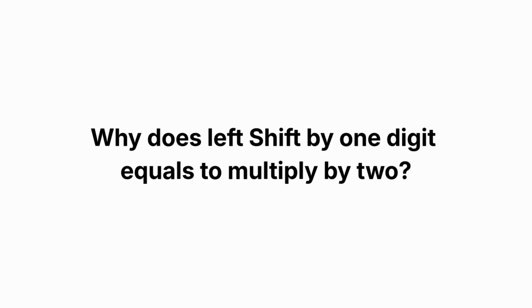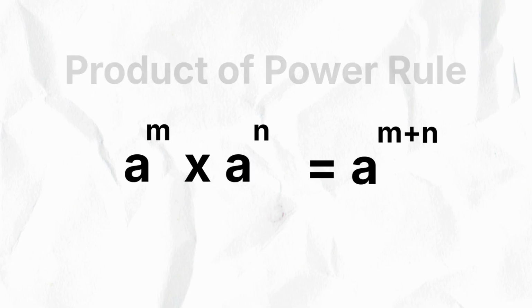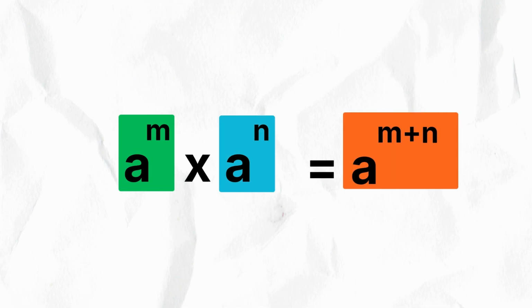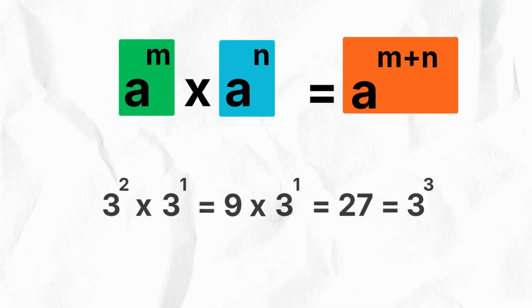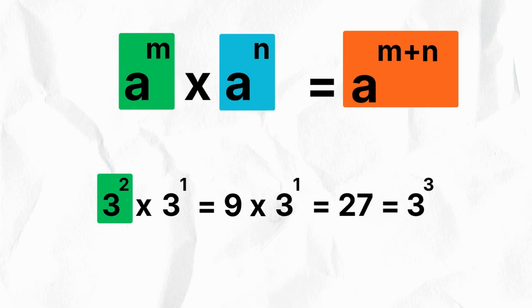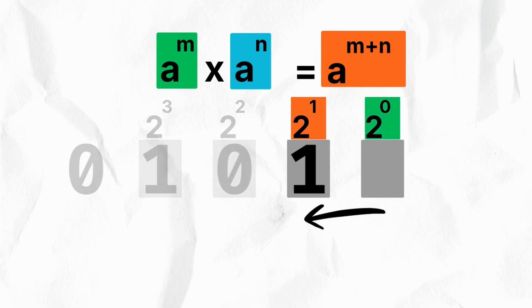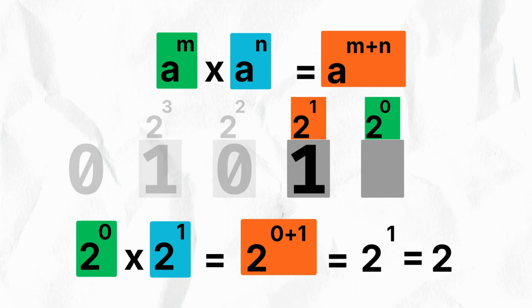Why does left shift by 1 digit equal multiplying by 2? Recall the product of powers, where a to the power of m times a to the power of n is equal to a to the power of m plus n. Take this as an example. 3 to the power of 2 times 3 to the power of 1 is equal to 27, which is equal to 3 to the power of 2 plus 1, or 3 to the power of 3. In our left shift scenario, if the 1 at the smallest bit left shifts to the second digit, it is like multiplying by 2 and doubling the conversion for the bit 1.